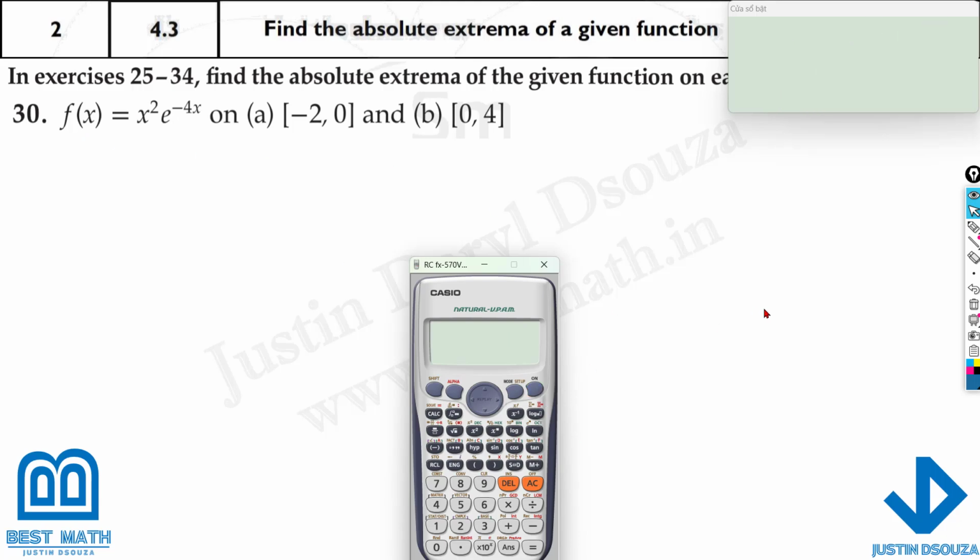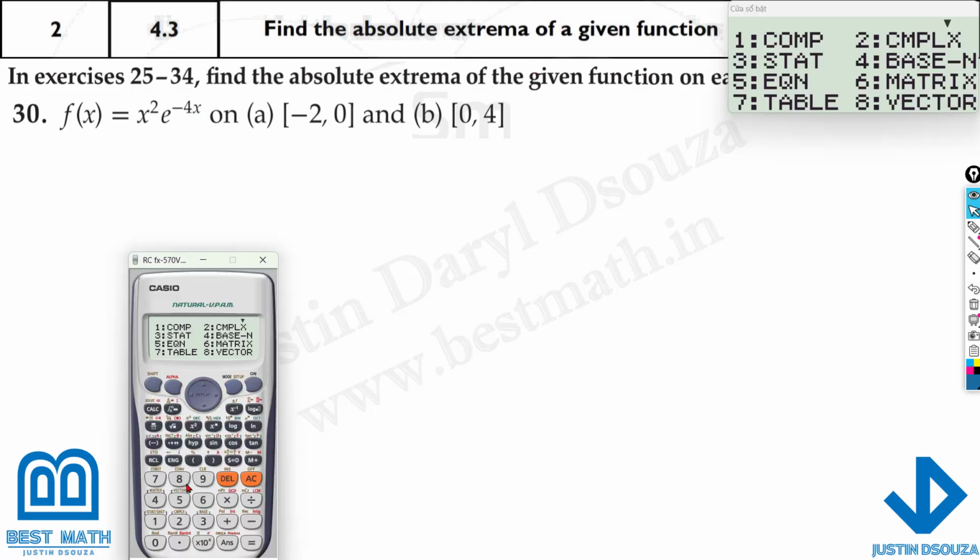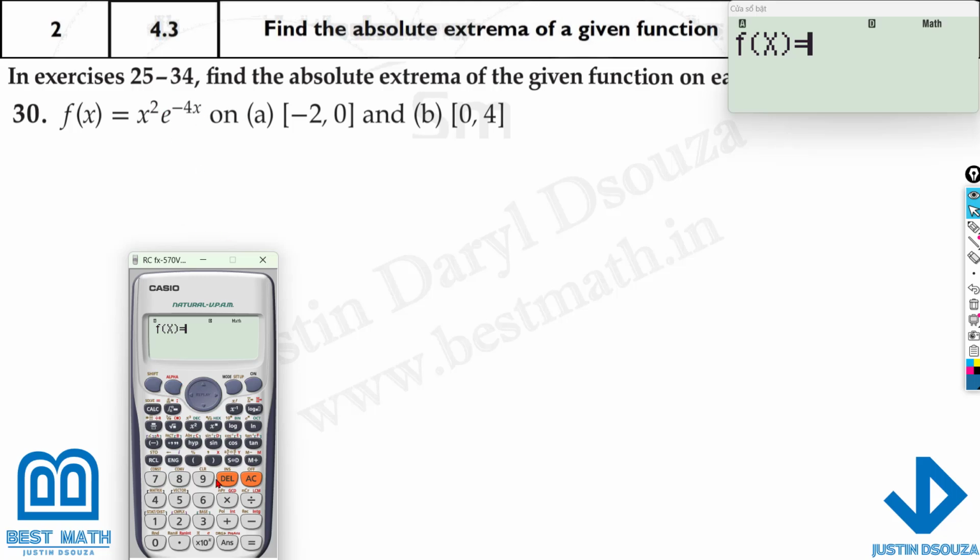Similarly, you can go on trying these problems. You can use the manual method as well, but the calculator method helps you out instead of using product rule and everything. Because here, otherwise it would be product rule, chain rule and everything, right? So that is all avoided. Let's do this again in the calculator. You need to press mode 7 and then type this equation in. It's x squared times e to the power minus 4 times x. And now here, press equal to, start at minus 2, end it at 0.